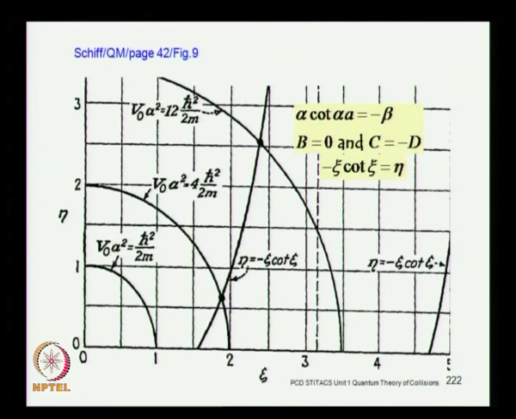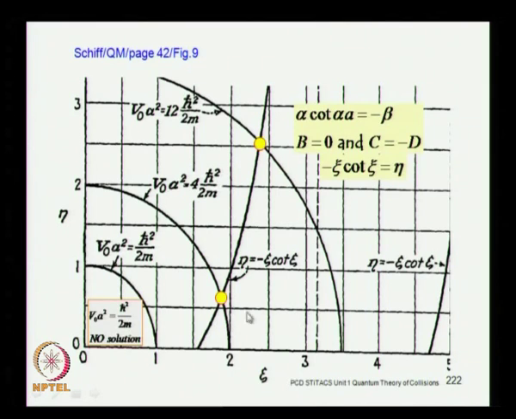And there is a separate family of solutions which I mentioned. When you get b equal to 0 and c equal to minus d, you get the second family of solutions, and in this case also you get one solution for these 2 values of the strengths. So, each circle represents a particular strength of the potential, and depending on the value of the strength of the potential, you get that many bound states.